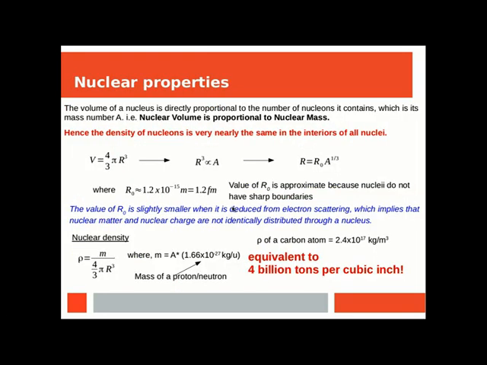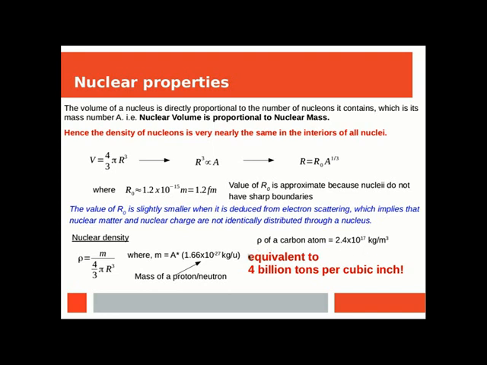Now nuclear density can be determined by simply using this formula, mass upon volume, where mass is the atomic number multiplied by the mass of the proton or the mass of the neutron. M is determined like this, and if it is divided by the volume of the nucleus, it will give you the nuclear density.